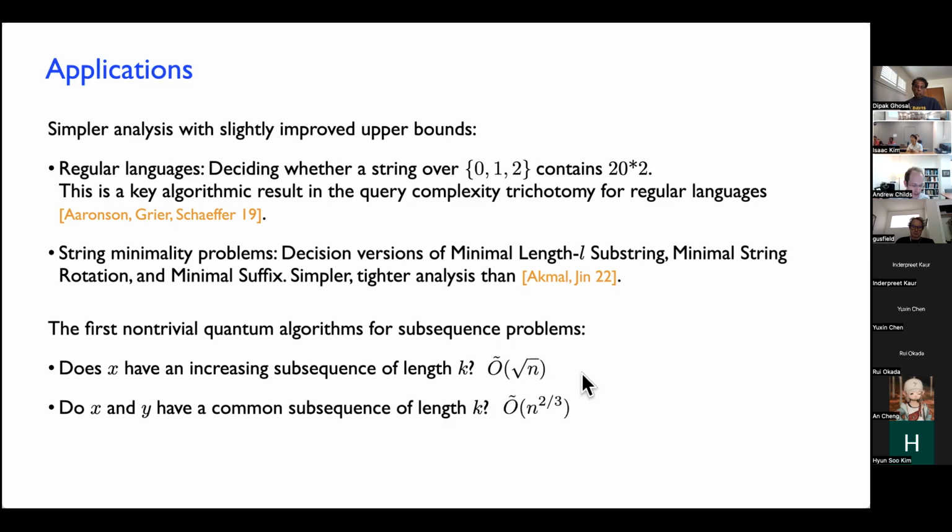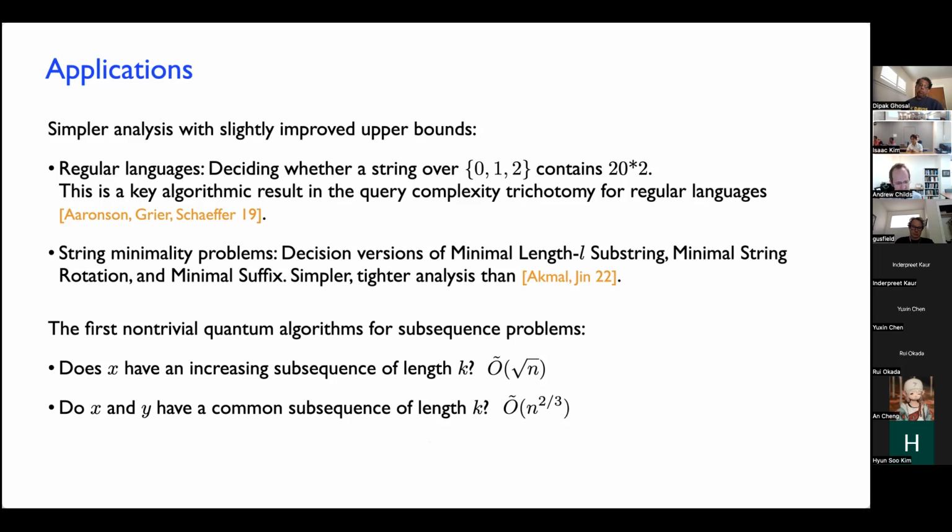And we also consider a similar variant of the longest common subsequence problem, where you've got two strings and you want to know what's the longest subsequence that they share in common. Again, we consider a version of this problem parameterized by k, and we want to know, do these two strings have a common subsequence of length at least k? And we give an essentially optimal algorithm also for this problem for any constant k.